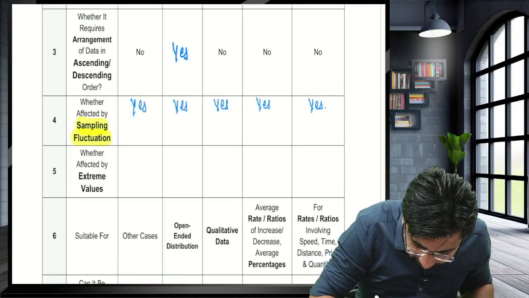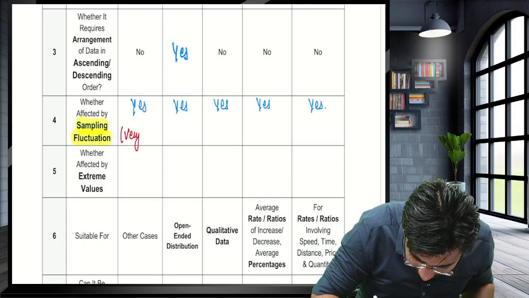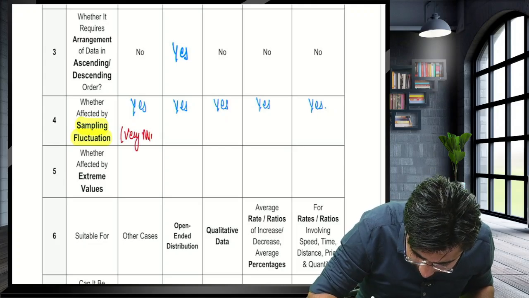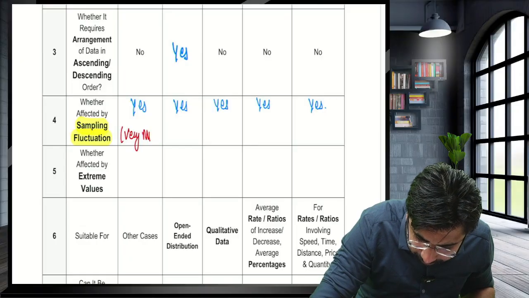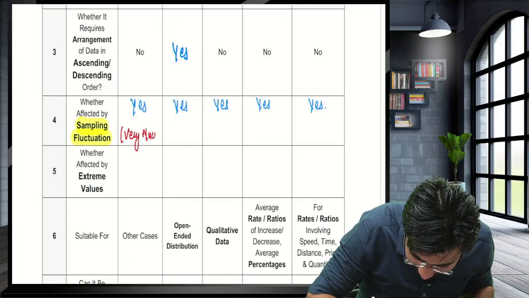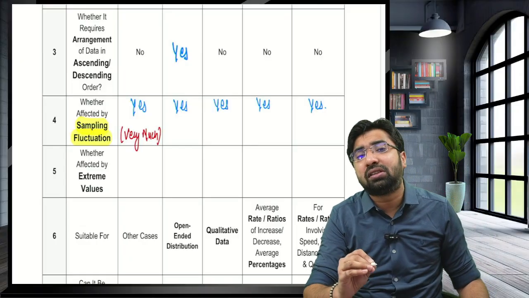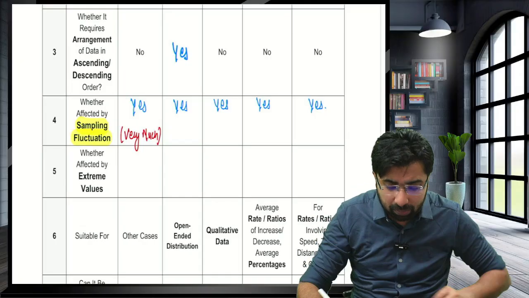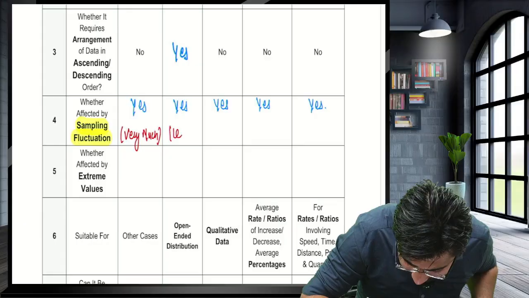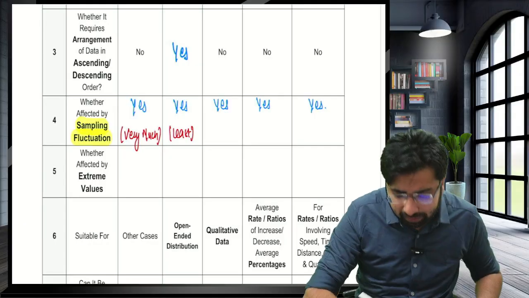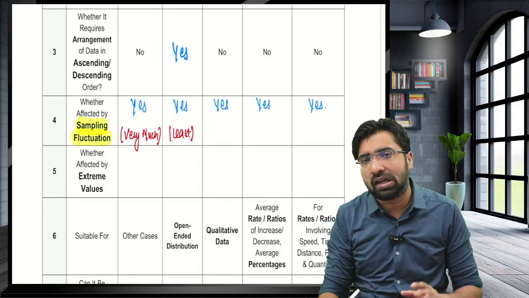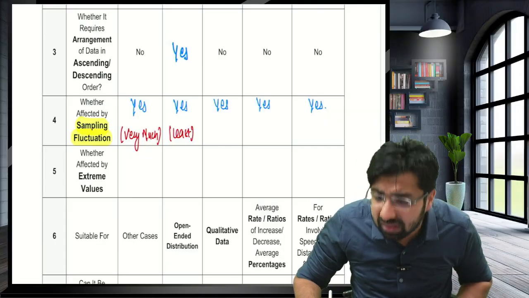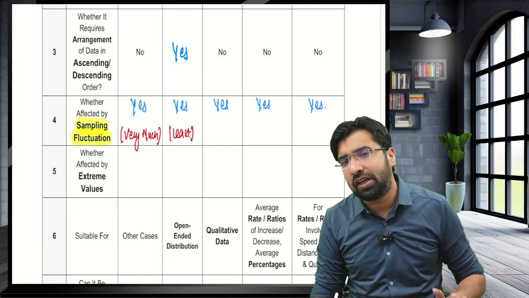So, guys, I will say here the arithmetic mean, or I will say mean, is very much affected. Why is this very much affected, guys? Because this takes into consideration all the observations, and median does not take into consideration all the observations. So I will say this is least affected. Guys, for other things, the question is silent. They will just ask which is most affected, which is least affected. Least affected by sampling fluctuation is median, and very much affected is, guys, mean.